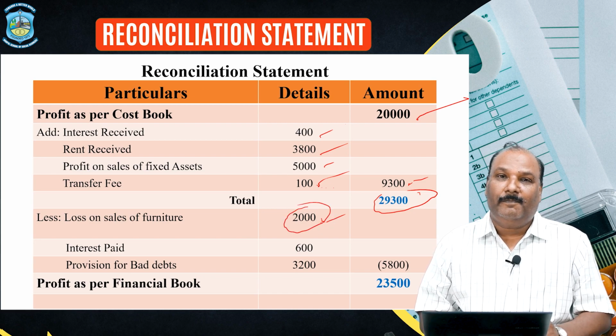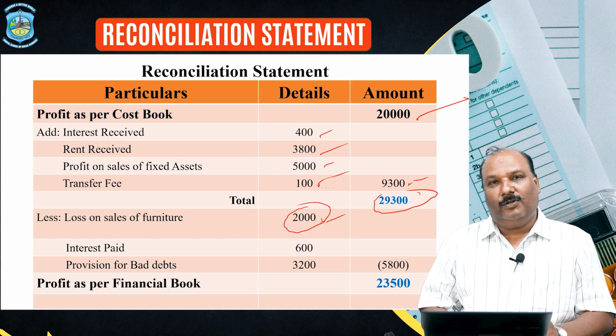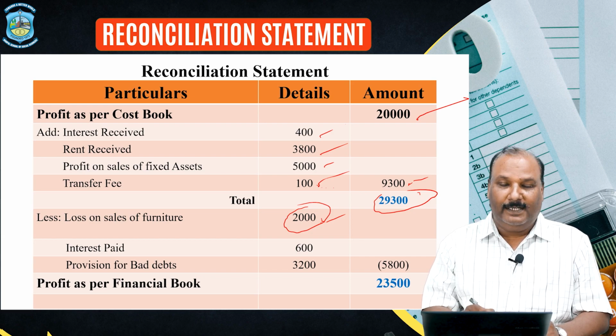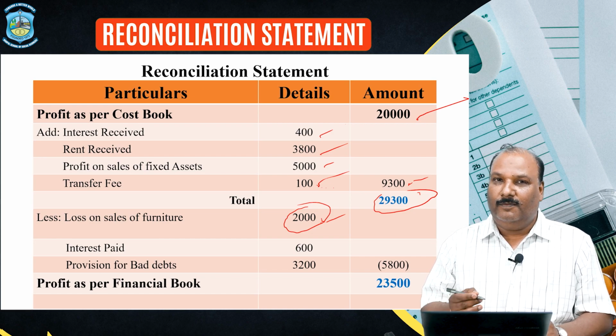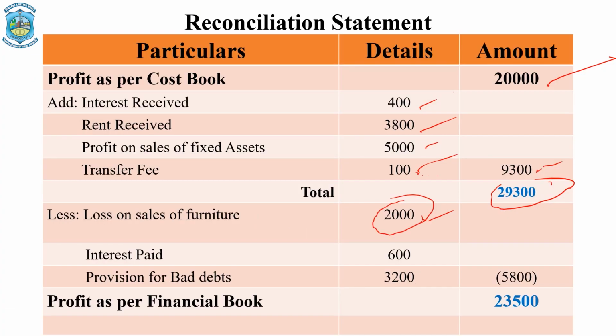Now interest paid. Interest paid is also an expenditure for the financial book. Due to this expense, the profit of the financial book will decrease. Therefore, we will deduct this 600 rupees. Provision for bad debts is an expenditure shown on the debit side of the financial book. Due to this, the profit of the financial book will decrease. Therefore, 3,200 rupees will be minus.